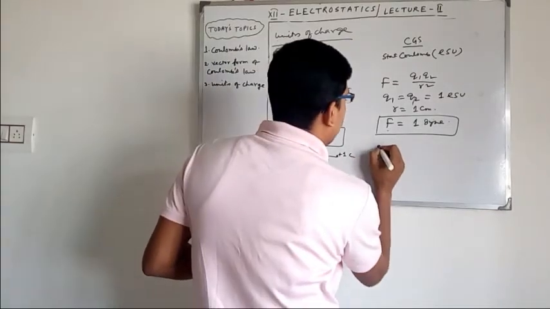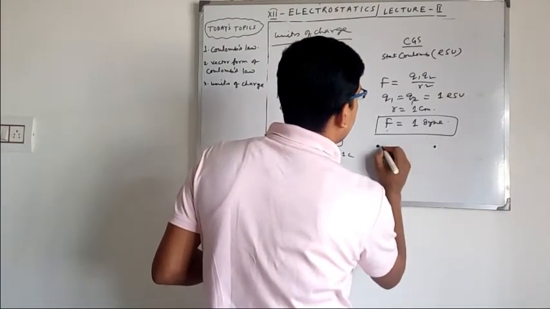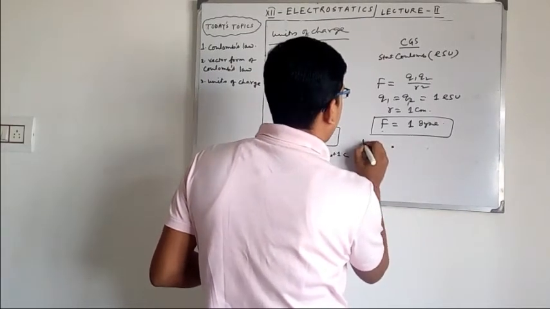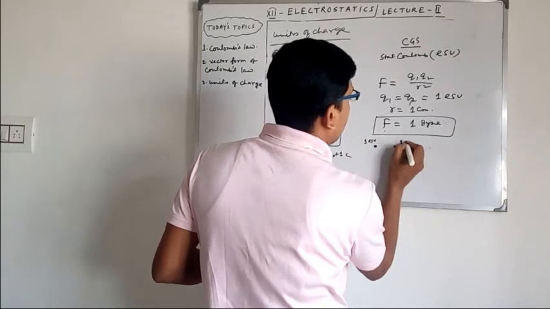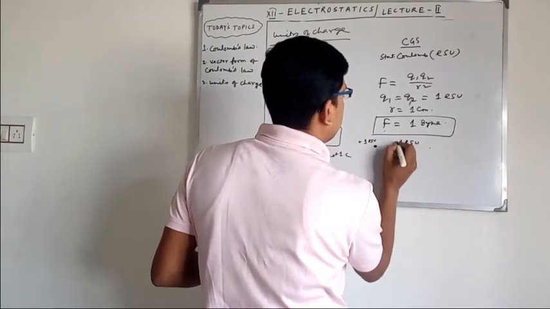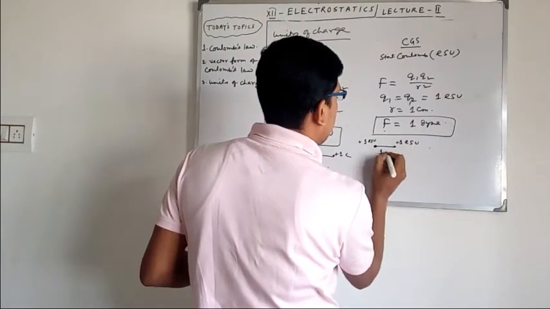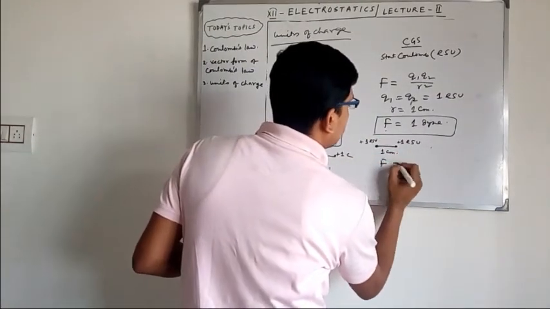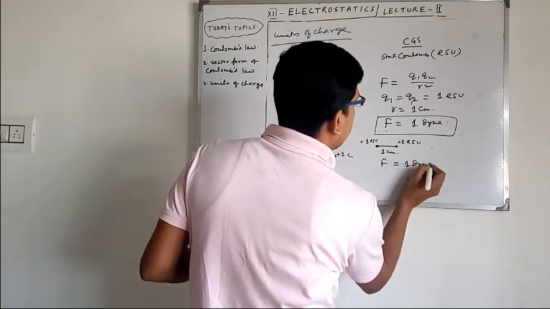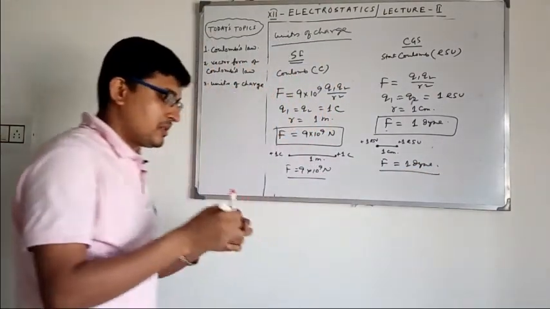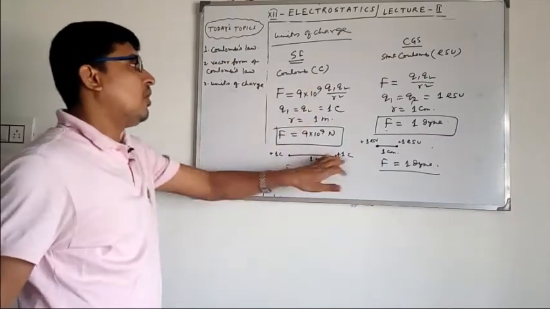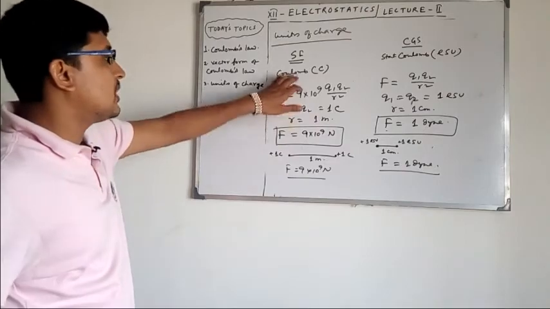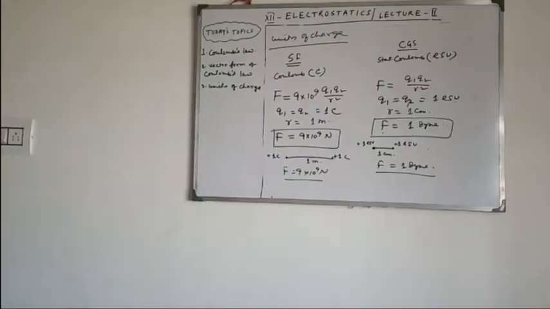Similarly, take two 1 ESU positive charges. If there is a 1 centimeter distance between them, the force of repulsion will be 1 dyne. This gives the definition of 1 coulomb and 1 ESU charge. So we shall define 1 coulomb and 1 ESU charge.